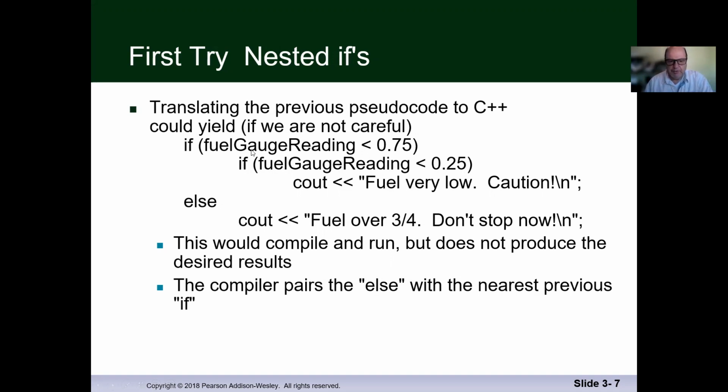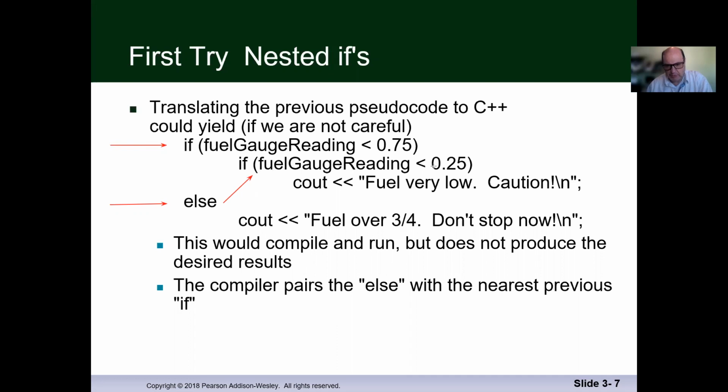So taking that one, it says, okay, if the fuel gauge reading is less than 0.75, and if the fuel gauge is less than 0.25, then it says, okay, it's very low, you better stop for fueling. And else is going to be over 3/4, don't stop. Now, first thing first, we are organizing this. It's pretty visual. And the first thing that I'm going to see is, okay, this if and this else look like they are connected to each other. But C++ connects the else to the latest if statement. So this else doesn't belong to the first one, it's going to belong to the second one.